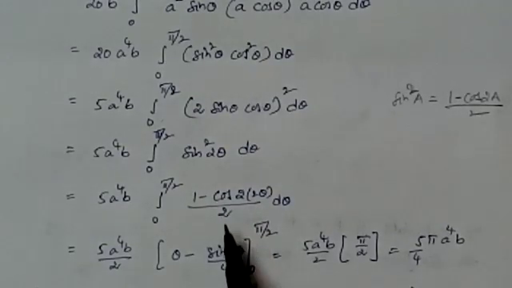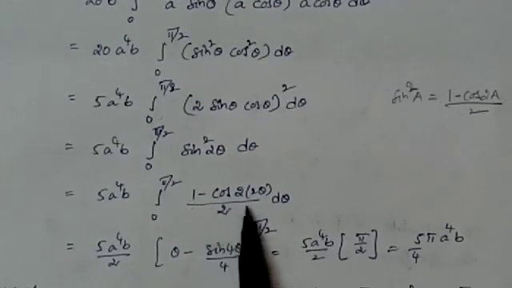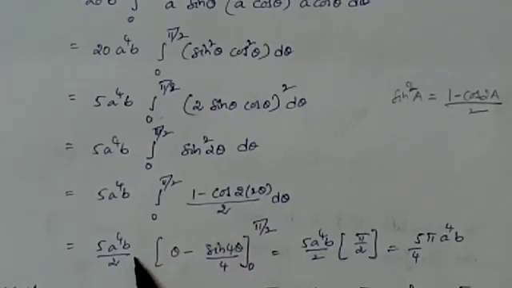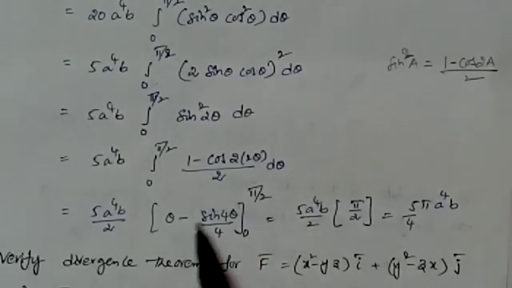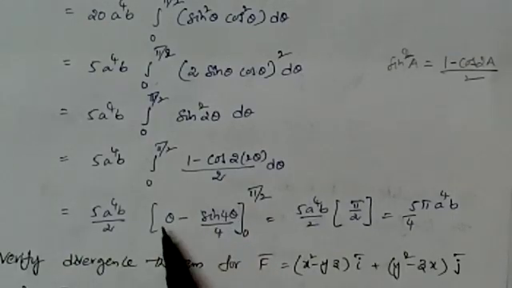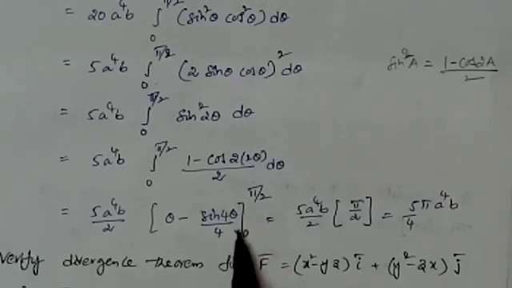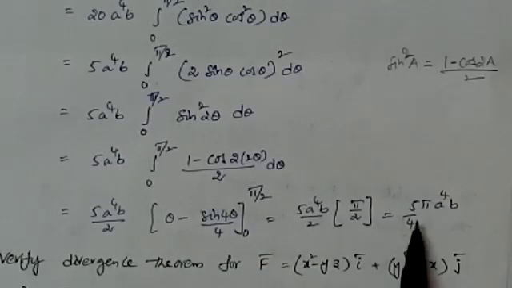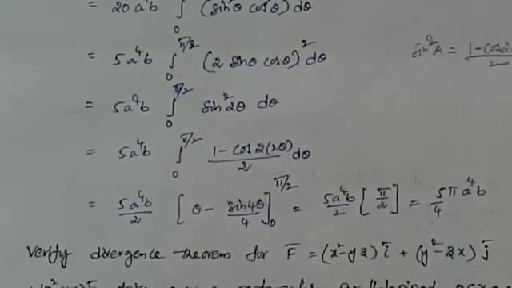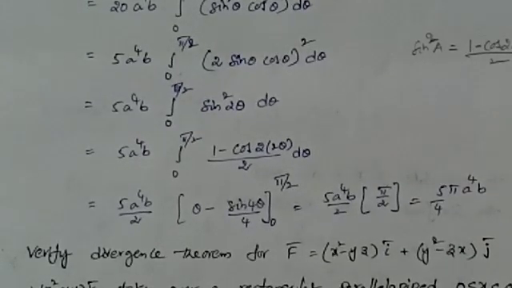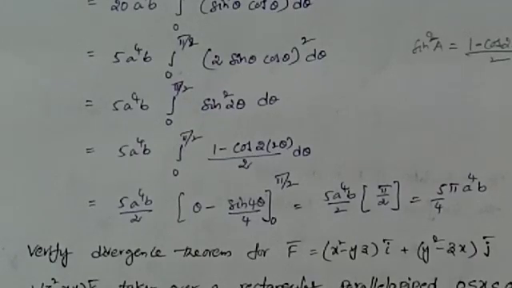So for this you can simply integrate. Here 1 by 2 is a constant, so I have written it outside, and for this 1 d theta you have theta minus cos 4 theta, where the integral of cos 4 theta is sin 4 theta by 4, and the limits we have as 0 to pi by 2. So I have substituted and finally got 5 by 4 pi a power 4 b. So this is the evaluated question. We have just completed the RHS solution.